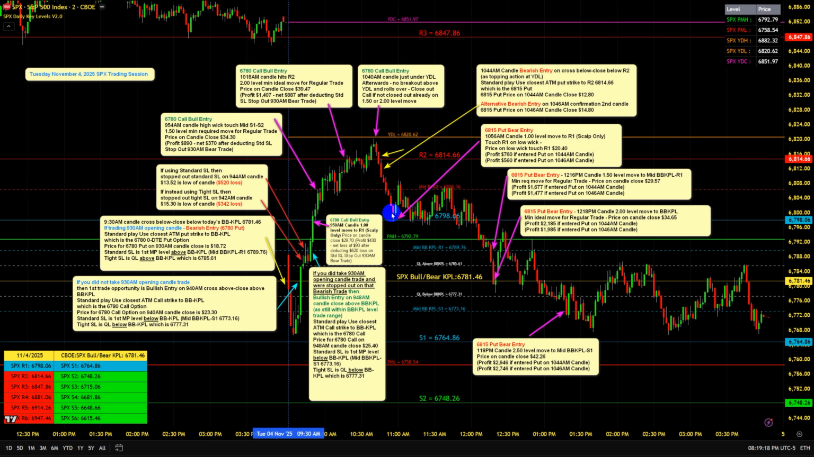Here we have the one level move on a scalp, as I pointed out earlier. R2, a one level bearish scalp from R2 is one level down to R1. As you can see here, it hits R1 on this wick.